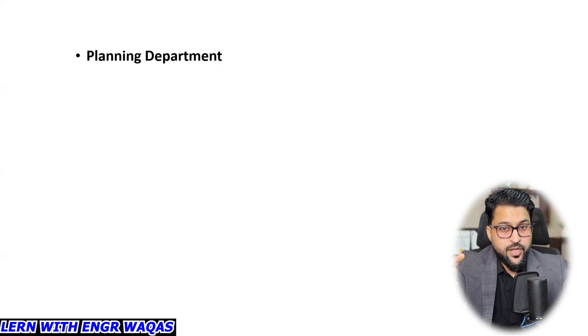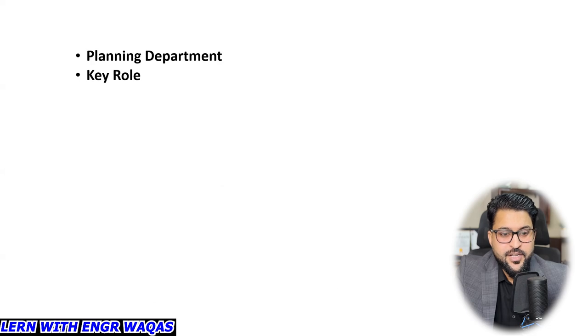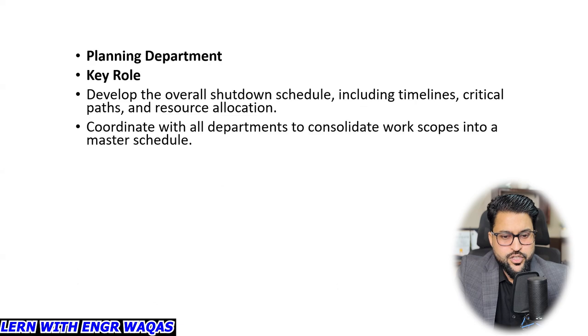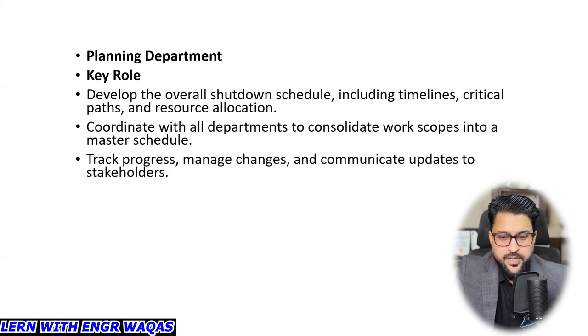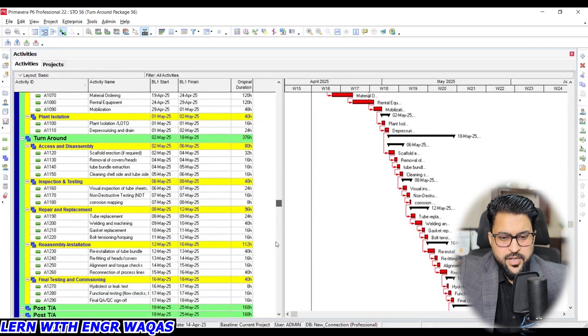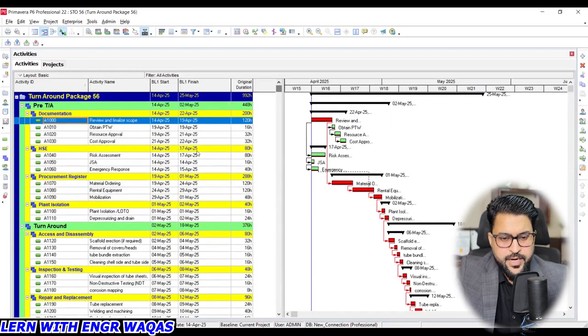Planning department: you, me, the people who are going to join this shutdown management as planning engineers. These people are going to gather all the data. They are producing the scope management, timelines, resource management, and material requirements. They are working on Primavera P6, producing such kind of schedules, showing with each and every activity what needs to be performed at what time. So these are the planning engineers.